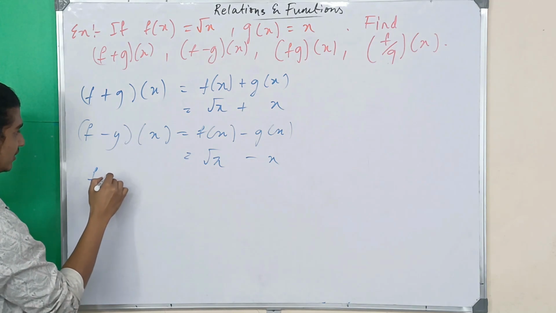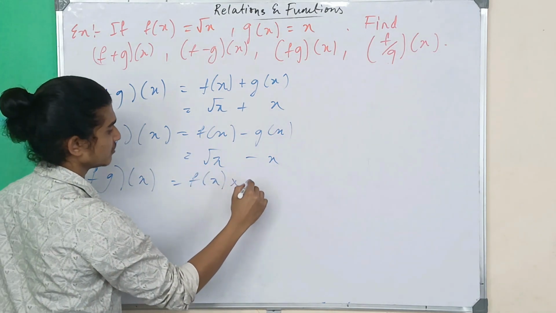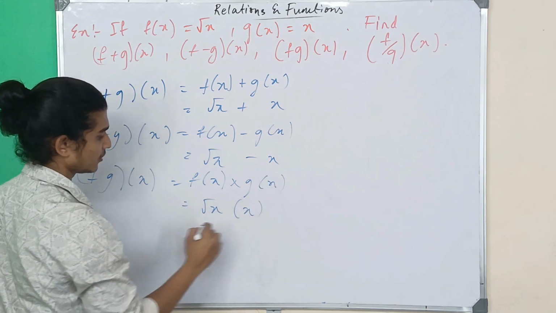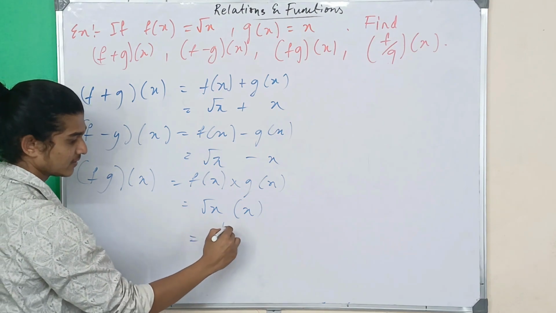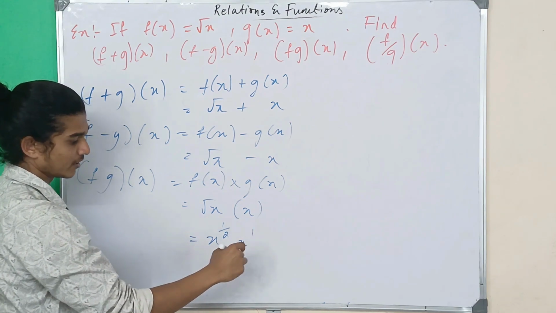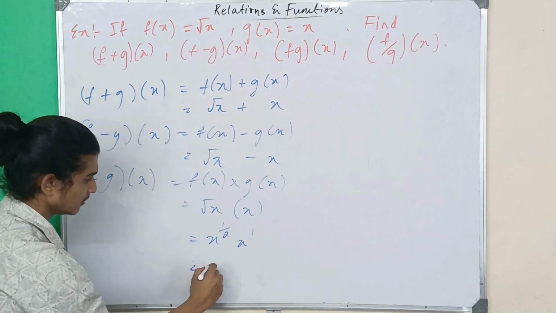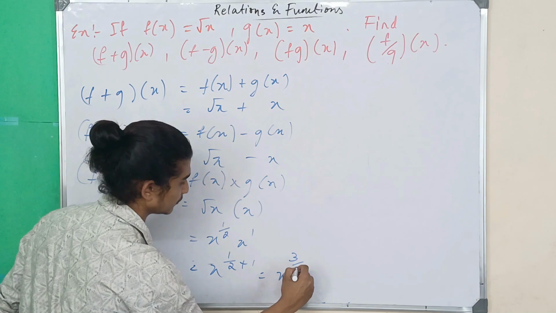Next is f into g of x. So f of x into g of x. So f of x is root x, g of x is x. Now if you want to further solve this, you can solve it like this. So root x is basically x to the power half and x is x to the power 1. So this equals x to the power half plus 1, which is x power 3 by 2.